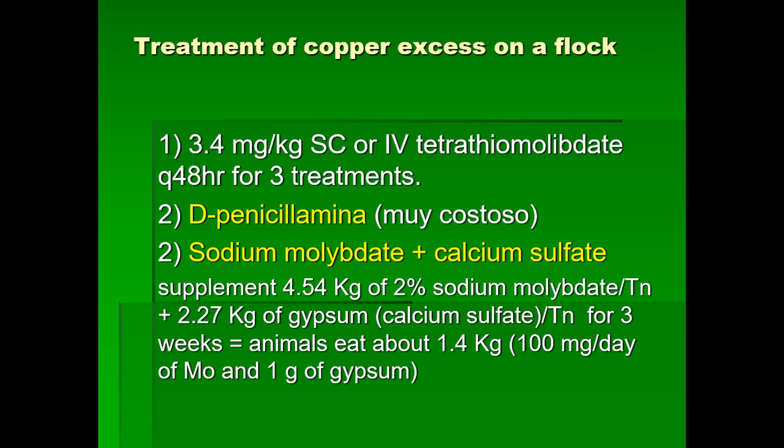We can give ammonium tetrathiomolybdate to remove copper from the liver by forming a complex that is excreted in the bile, but the most feasible option for the farmer is adding sodium molybdate together with calcium sulfate in the feed for 3 weeks. An easy calculation is adding 4 kilograms of sodium molybdate and 2 kilograms of gypsum per ton of feed. Experimental evidence has shown that this promotes copper excretion through the bile.